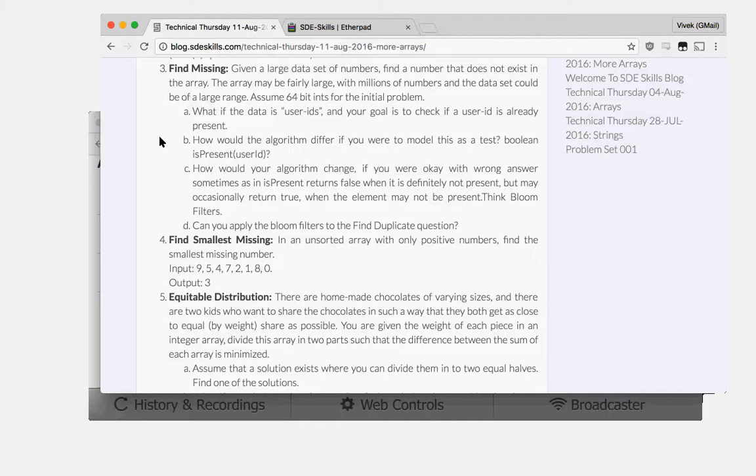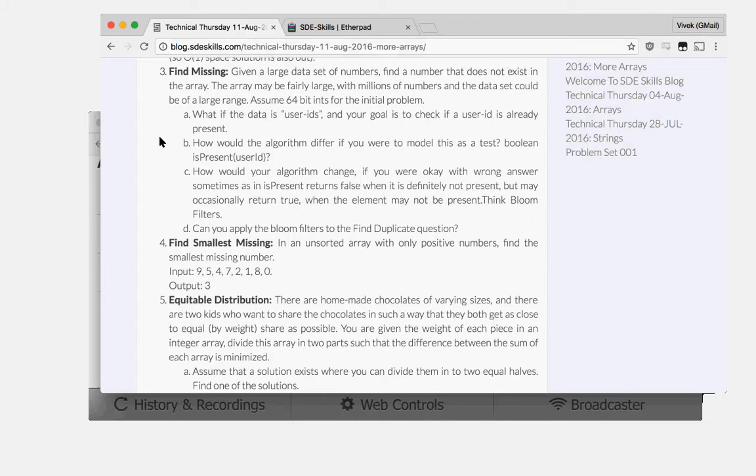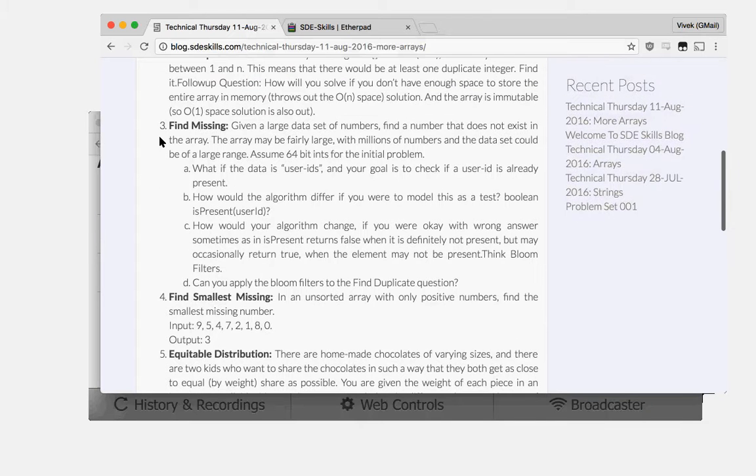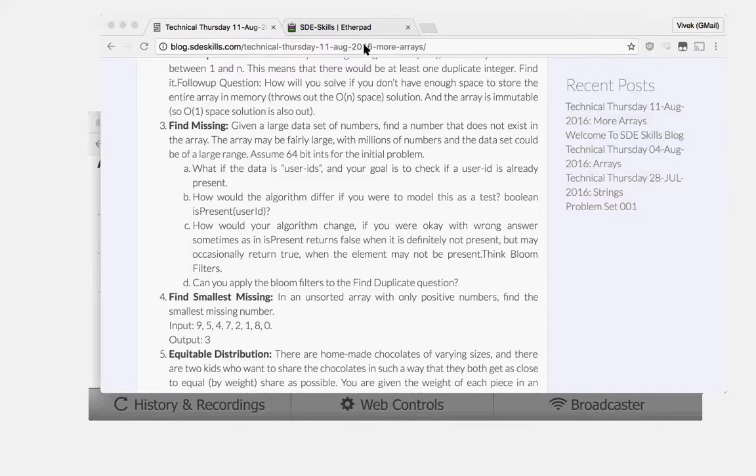If it's a Boolean test, whether it is present, then it's very simple to get that going. But let's go back to the first one. We're asking how do you find what's missing? One of the easiest ways is to sort the whole array. Assume it's large, but you can sort it. And just like how you found duplicates, you can go through the entire array and get it.